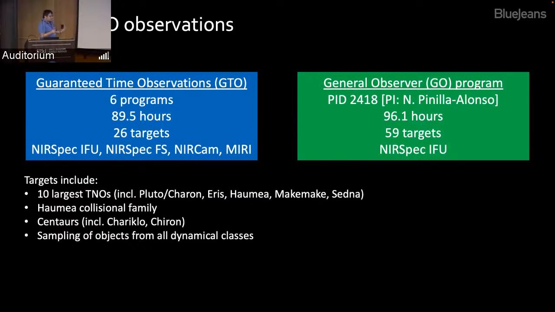So the sampling of objects in this combined program will sample all the dynamical classes that are tested in the Kuiper Belt. So in this talk, I'll give a sort of whirlwind tour through some of the notable highlights so far from the GTO observations, with a focus on the NIRSpec IFU observations.